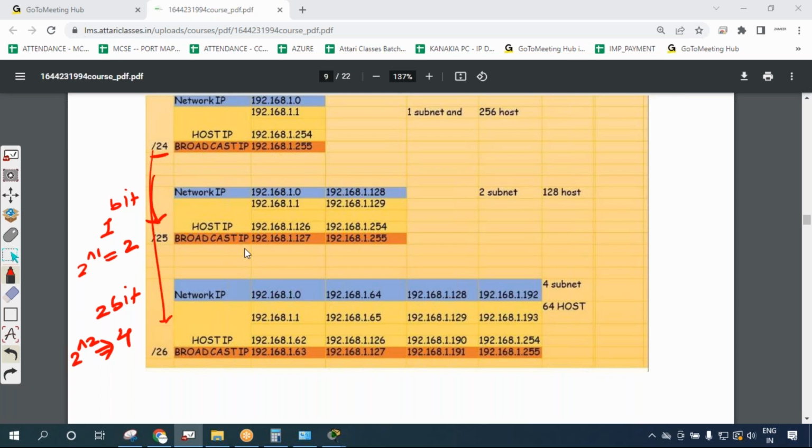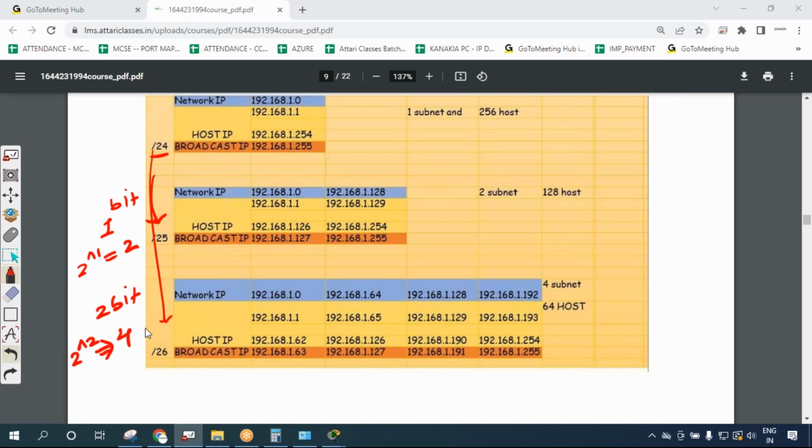So 2 subnets are there. From /24, when it comes to /26, how many bits from /24? 2 bits. So 4 subnets are there. But how many subnets are created is not the main important thing. How many IP addresses are there in each subnet, that is very important.